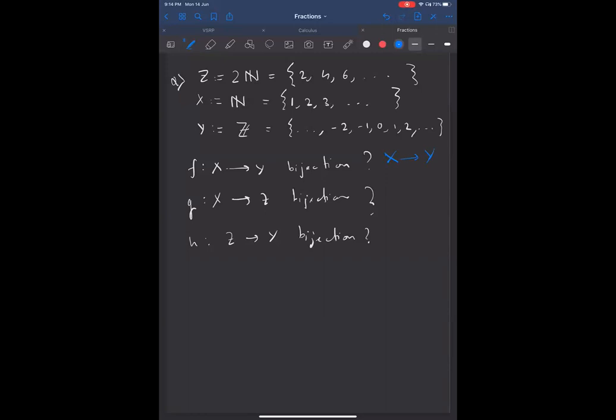Somebody pointed out it's mapping N to 2N. It's a bijection, right? So X to Z: we map G of N to 2N. That is, 1 is mapped to 2, 2 is mapped to 4, and so on. What was the set X? It is 1, 2, 3, 4, and so on. What was the set Z? It's 2, 4, 6, and so on. So 1 is mapped to 2, 2 to 4, 3 to 6, and so on. You can check that this is a bijection.